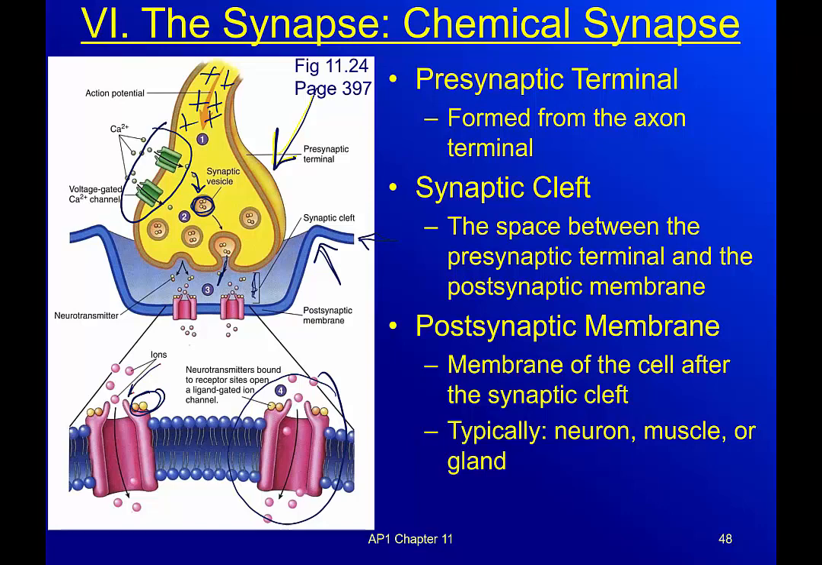So we still have a presynaptic cell. This is our presynaptic cell because it's before where these two cells meet. The synaptic cleft is the space here. Okay, so we've got the space that's there. Then we've got the postsynaptic membrane, this second cell's membrane that is across from that space.